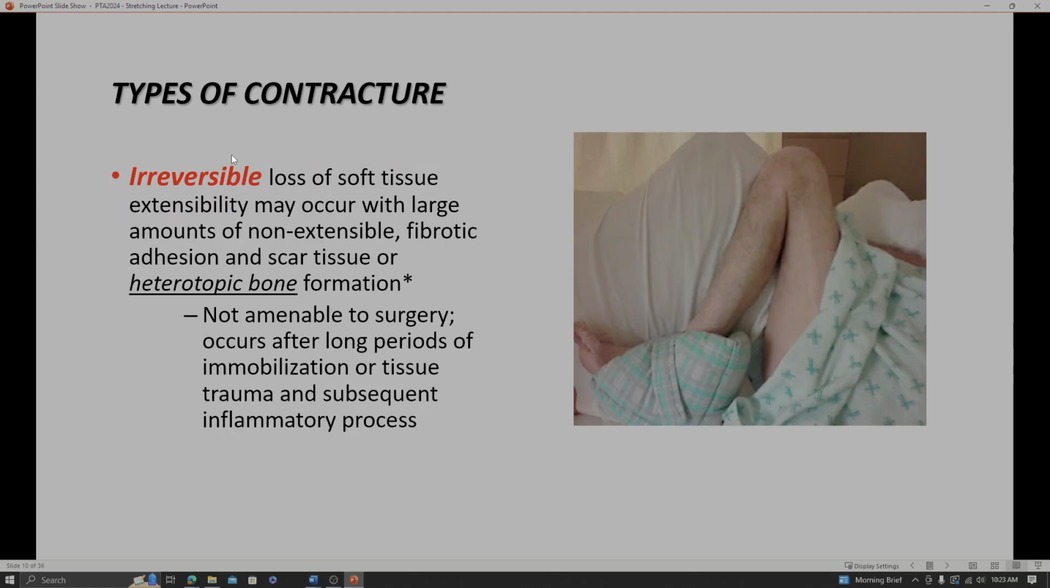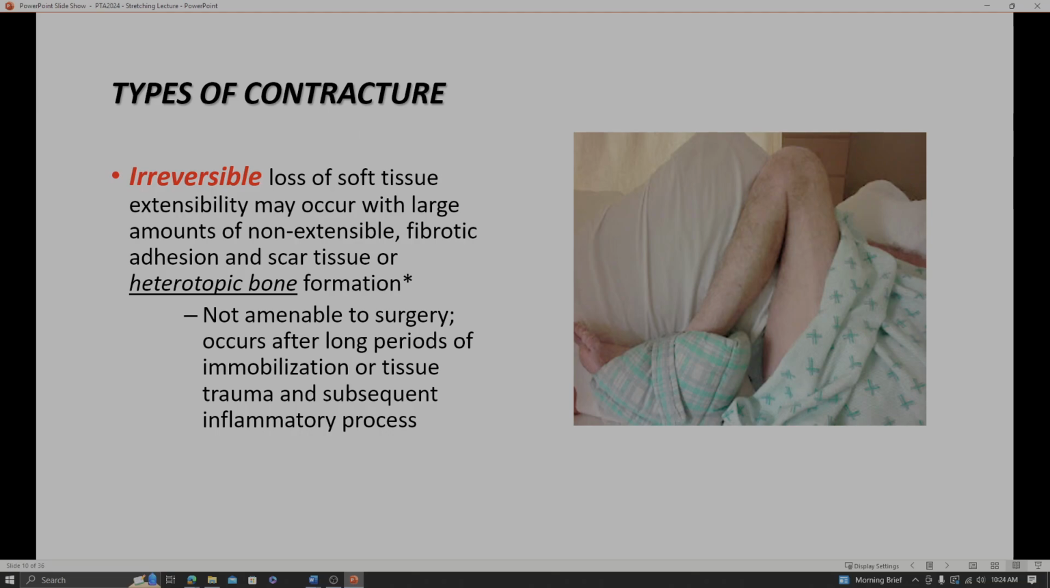Irreversible contractures are loss of soft tissue extensibility that occurs with high amounts of non-extensible fibrotic adhesion or scar tissue, right? So we have so much scar tissue now that has formed that we have a really, really difficult time achieving any kind of stretch because it's now so completely bound. There's a fibrous component to it, but it's reached the extent that it's so prolific that there's not much we can do.